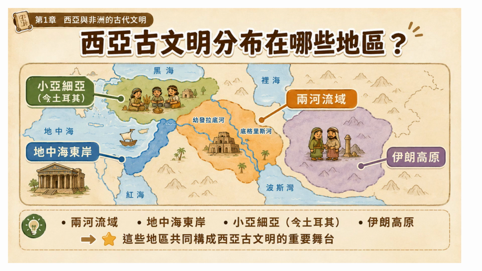This map shows several important areas of ancient Mesopotamian civilization. Please look for the Fertile Crescent, the Eastern Mediterranean coast, Asia Minor, and the Iranian Plateau. The Two Rivers region is especially important because it lay between the Tigris River and the Euphrates River. These regions became important meeting points for people, goods, and ideas. So Mesopotamia was not one small, isolated place, but a wider historical stage.